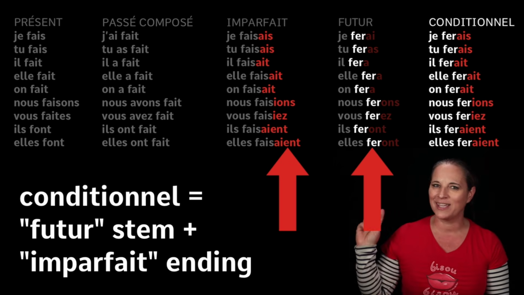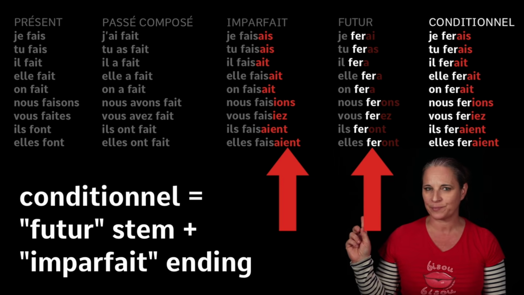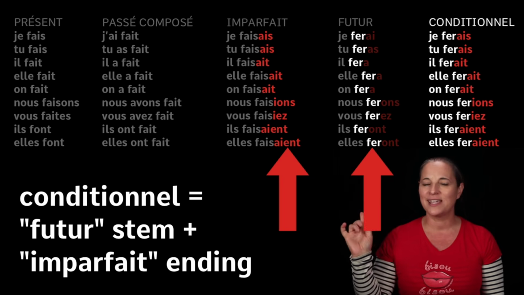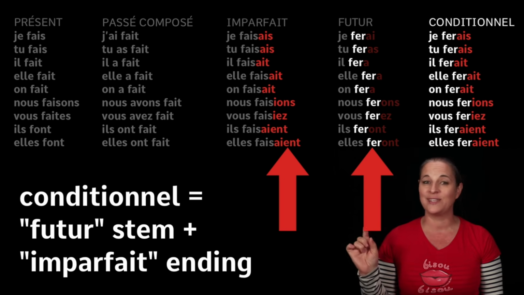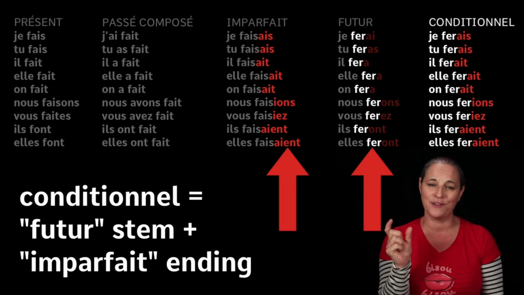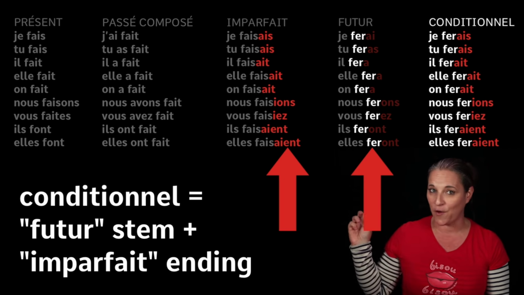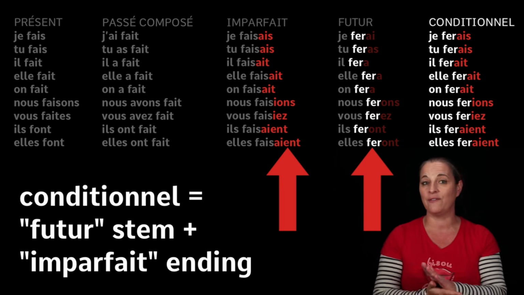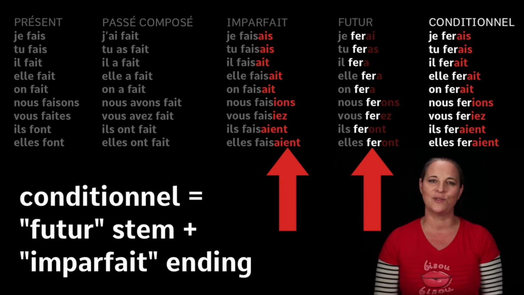Whoa! Now, have a look at the imperfect tense endings: ais, ais, ait, ions, iez, aient. Okay, so we've got that. Now, what you need to do is take the beginning of the future tense. There you go, fer, F-E-R, and add the endings of the imperfect. And then you have a "would", conditional tense.